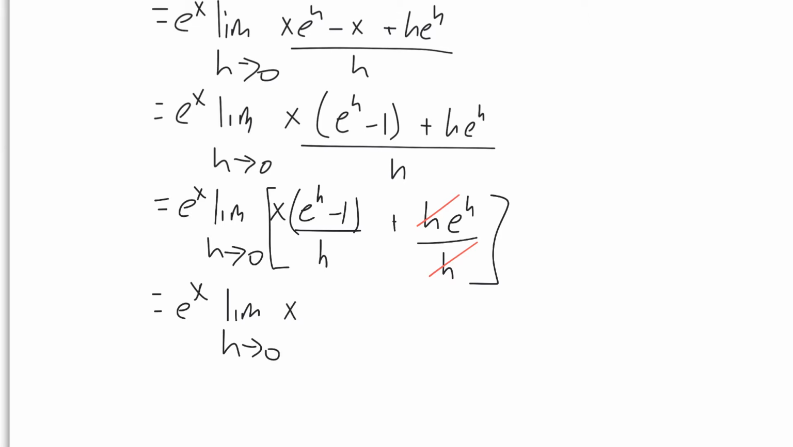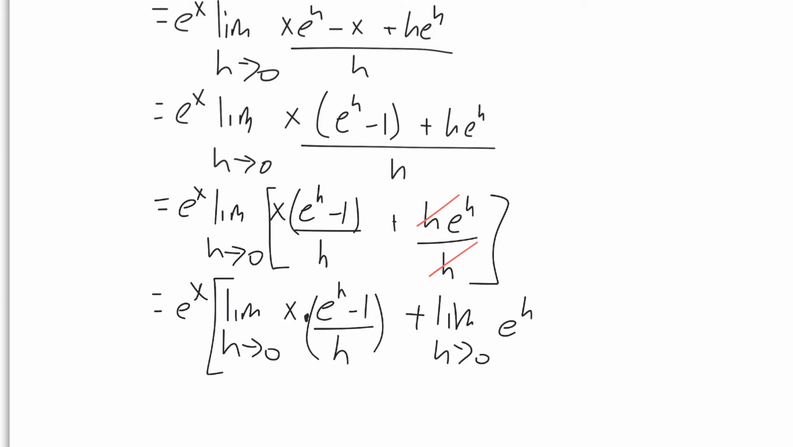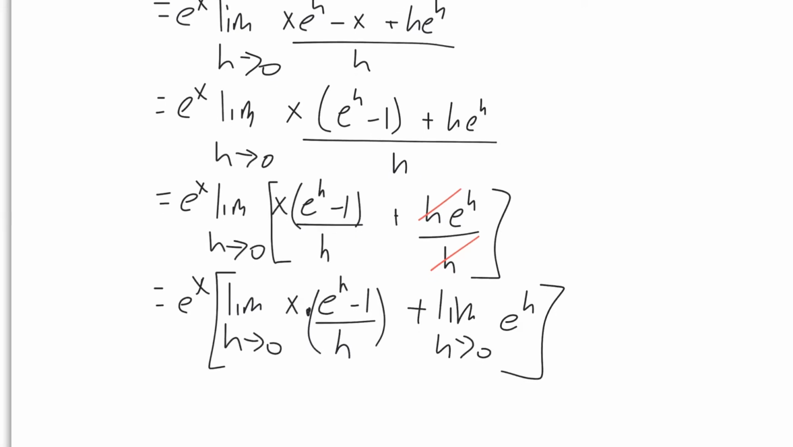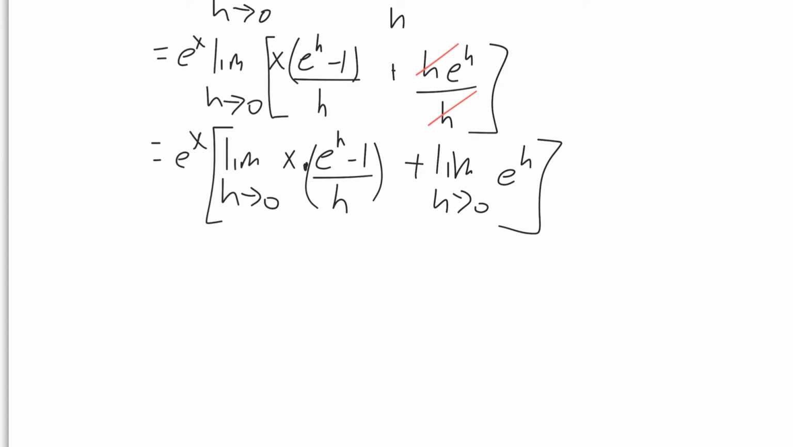And really that x is not as important. I could put e to the h minus 1 over h, kind of like times this. We could put it just over h there. It's still the same because it's multiplication. Plus the limit as h approaches 0 of e to the h, and I should really put big brackets because e to the x is multiplying the whole thing. Well, I think we're good to go now.